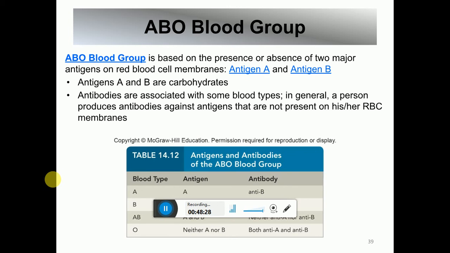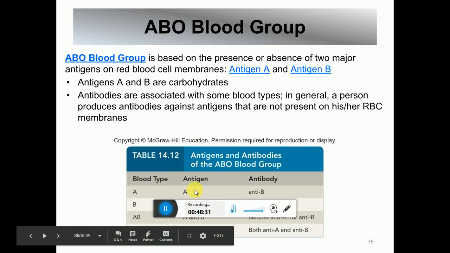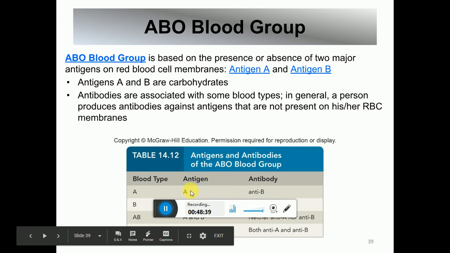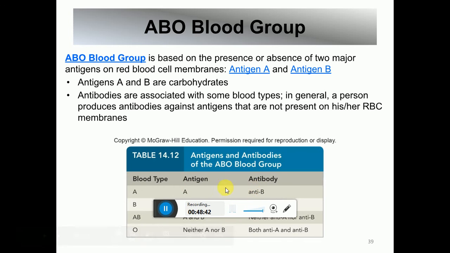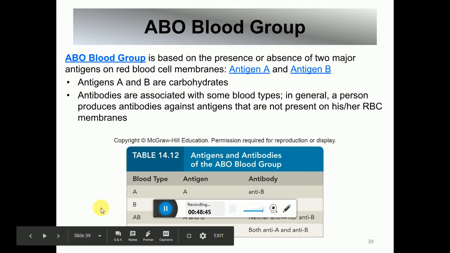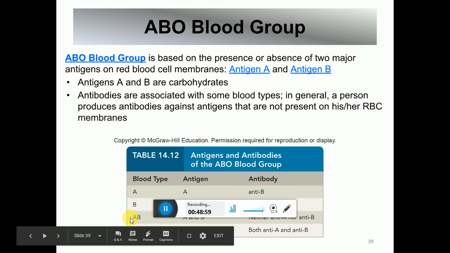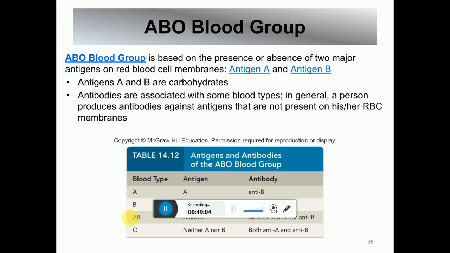Now for the antibodies, remember you don't want the same kind of antibody in your bloodstream as your antigen, because then you would be destroying your own RBCs. So if antigen A is present, then you would have antibody B circulating in your plasma. If your blood type is B, meaning you have antigen B on the surface of your RBCs, you've got antibody A. Blood type AB has both antigens, so they have no antibodies at all. Blood type O has no antigens, and that means they've got both antibodies.